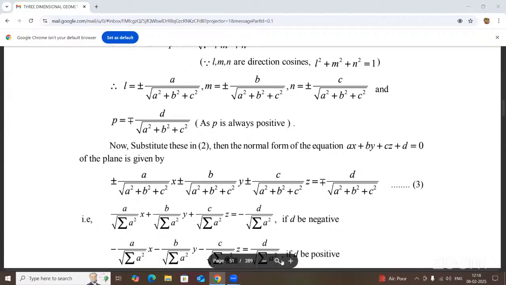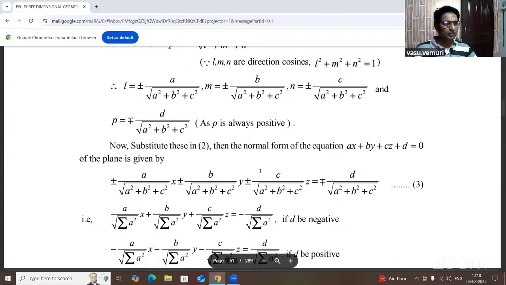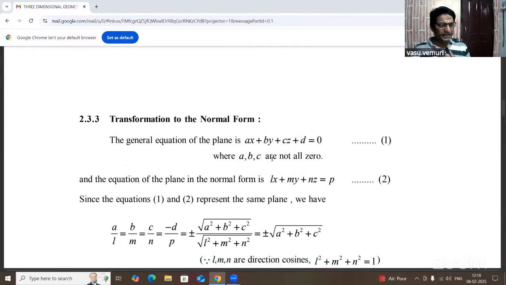See this one. What is the transformation to the normal form? It is very simple. We write the general equation of a plane, and again write the normal form of the plane. Those two equations represent the same plane.